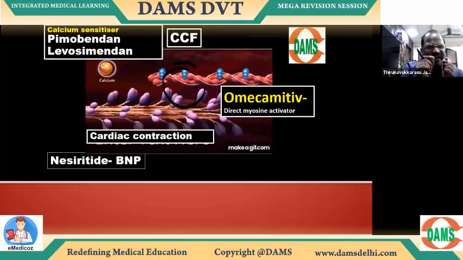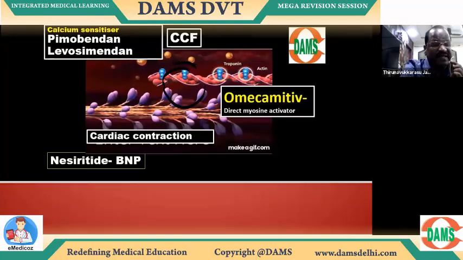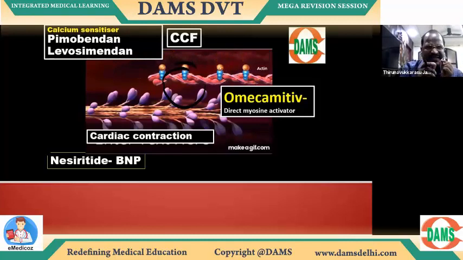Here is one very famous AIIMS, NEET question. Find out which one of the following is the synthetic BNP analog. The drug name is nesiritide. Very important. Nesiritide, a brain natriuretic peptide analog having vasodilatory action and natriuresis action, diuretic action, useful for heart failure. But given only intravenous, never oral, it's a peptide, never oral, only intravenous. And this drug causes a severe hypotension problem.